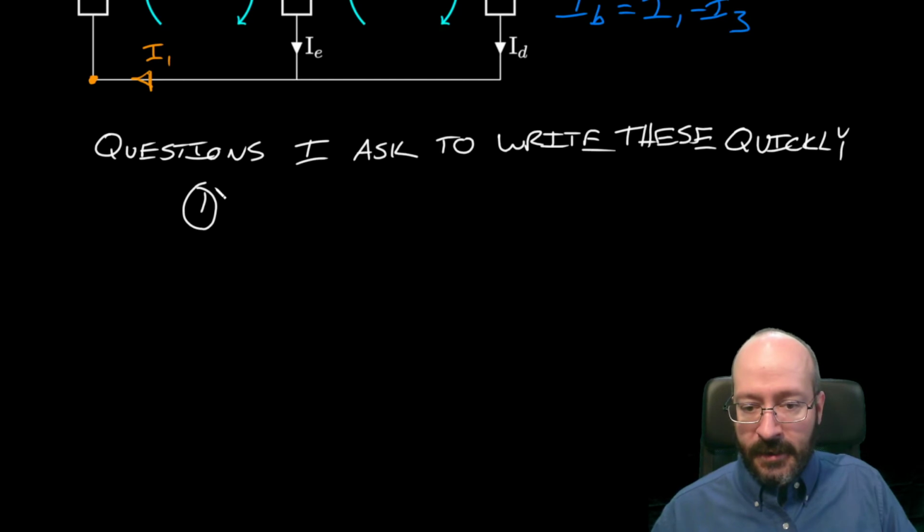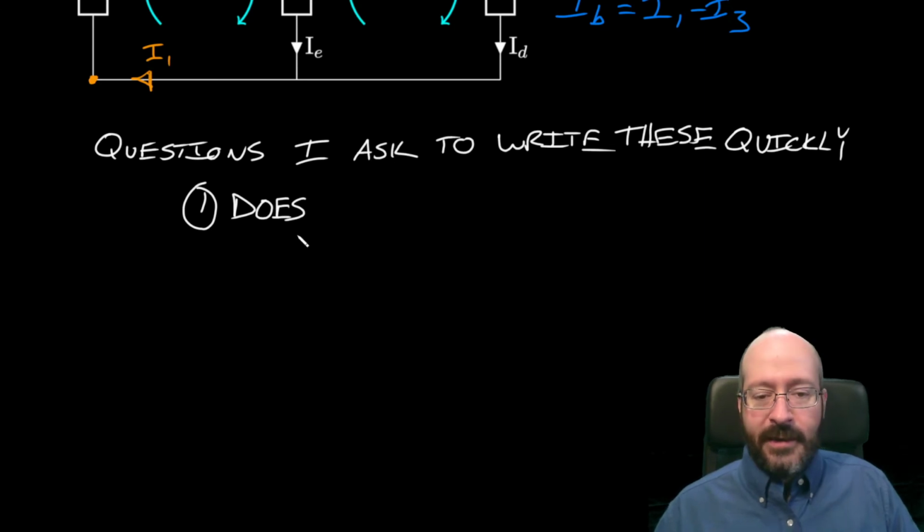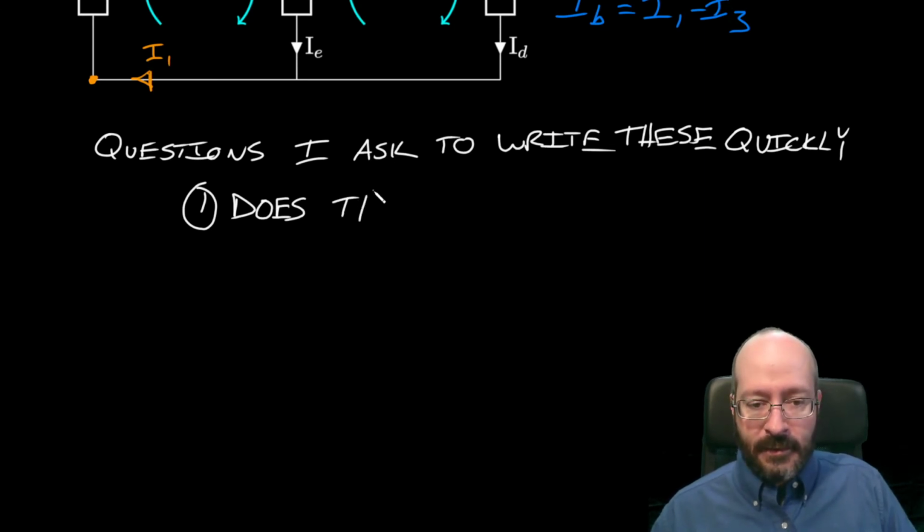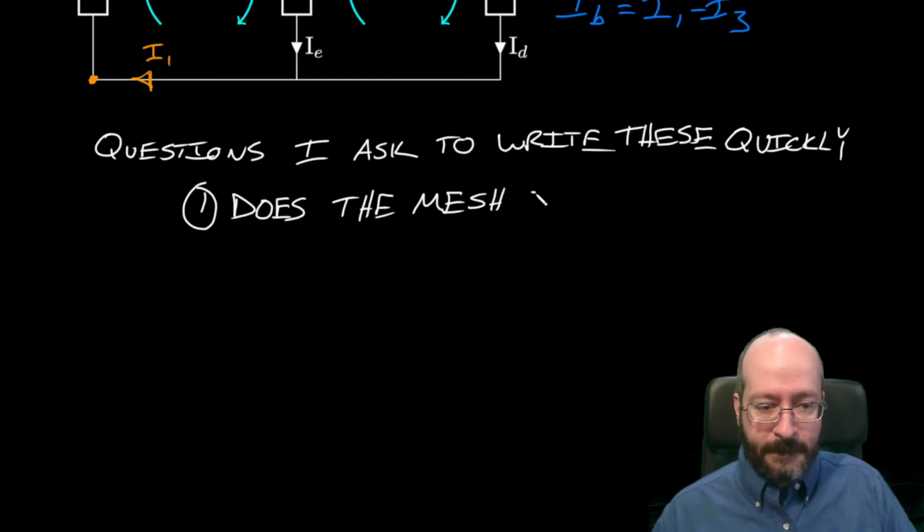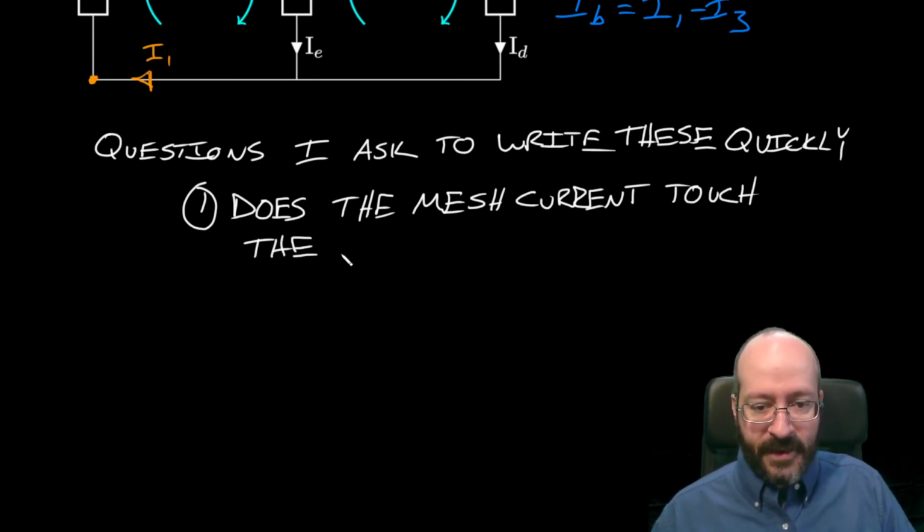The first question is, as I'm considering whether an individual mesh current is part of the equation, does the mesh current touch the current I'm finding? I usually just say it. Does the mesh current touch it? Touch the current I'm finding.